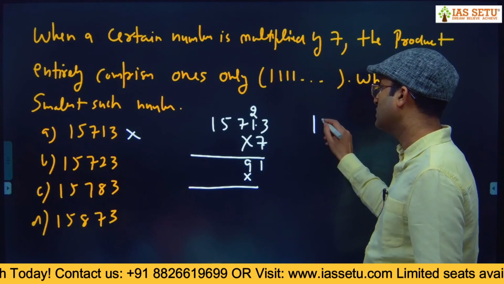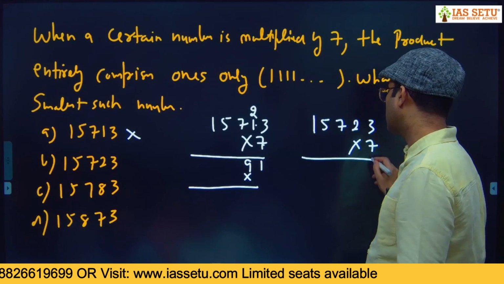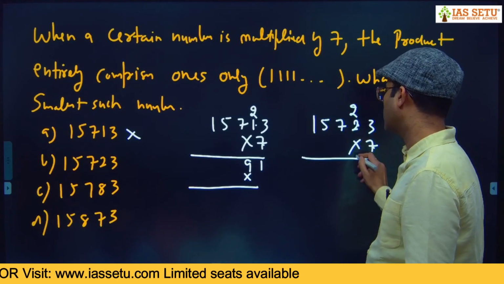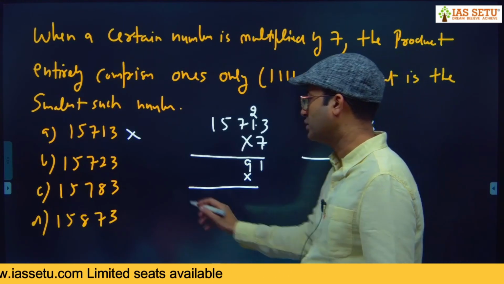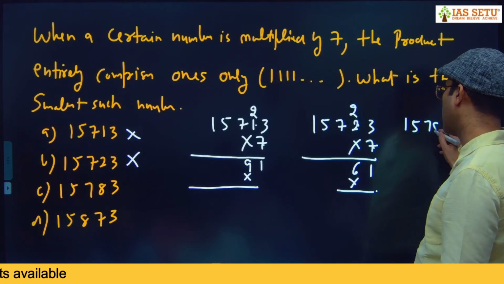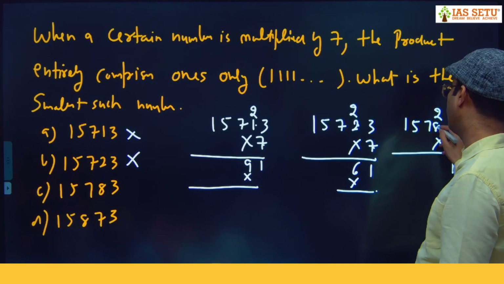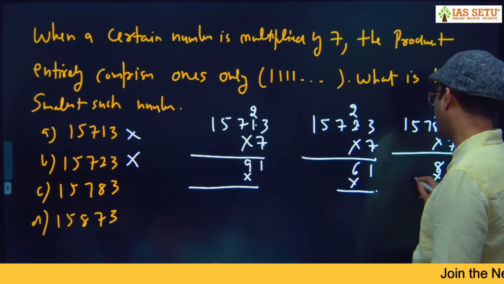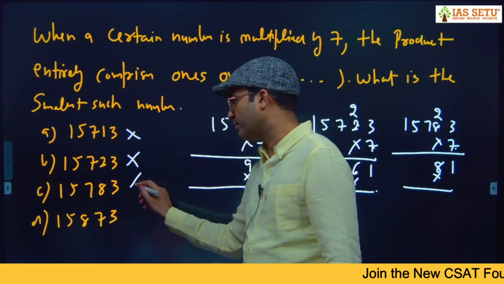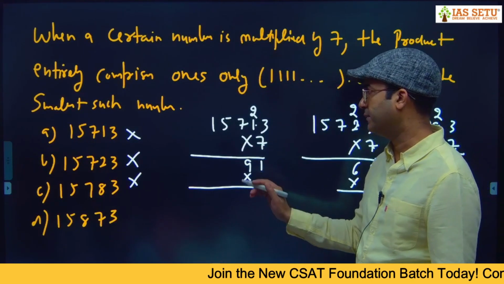Answer option B, 15723. 7 3s are 21. 2. 14 plus 2 is wrong. So this is also wrong. Try the third answer option, 15783. 7 3s are 21. 2. 56 plus 2, 58. Wrong. So A wrong, B wrong, C wrong, D correct. We will check D.